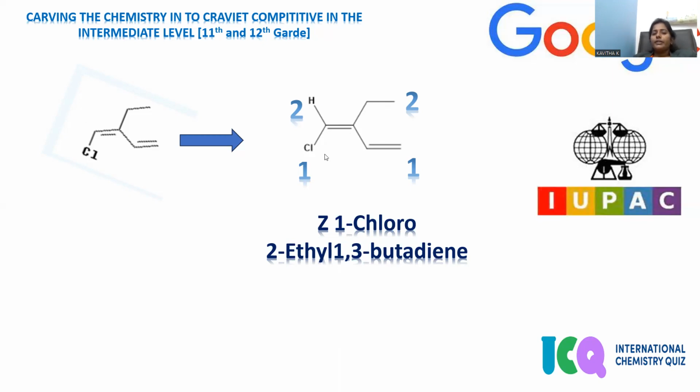After getting this point, we have to assign priority in accordance with the Cahn-Ingold-Prelog rules. To assign priority by the Cahn-Ingold-Prelog first rule, the atom with higher atomic number is given higher priority.